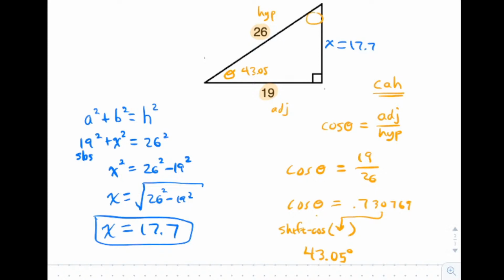Now we just need this angle. Well, remember, they add to 90, so all I really got to do is take 90 minus 43.05. So 90 take away 43.05 is 46.95. That's that angle. This is degrees, by the way. That's that angle. We got everything, right? We got all the sides. We got all the angles. We're as happy as can be. Cool!